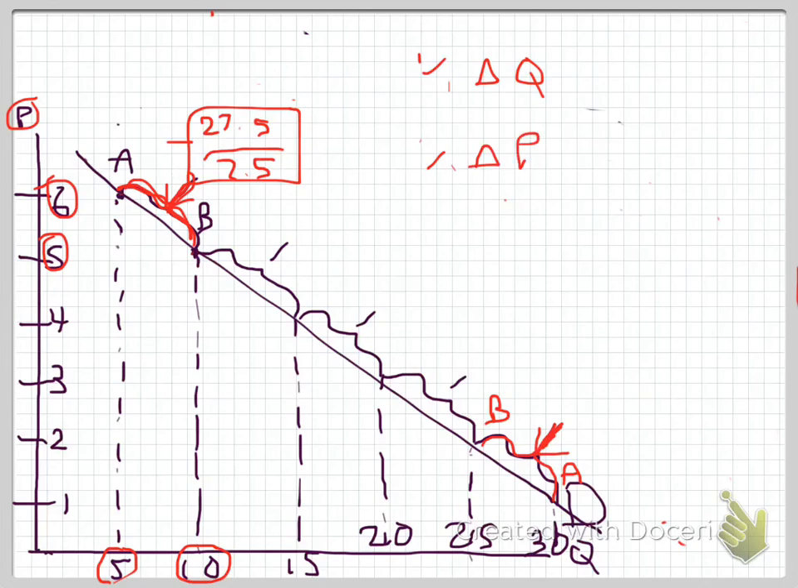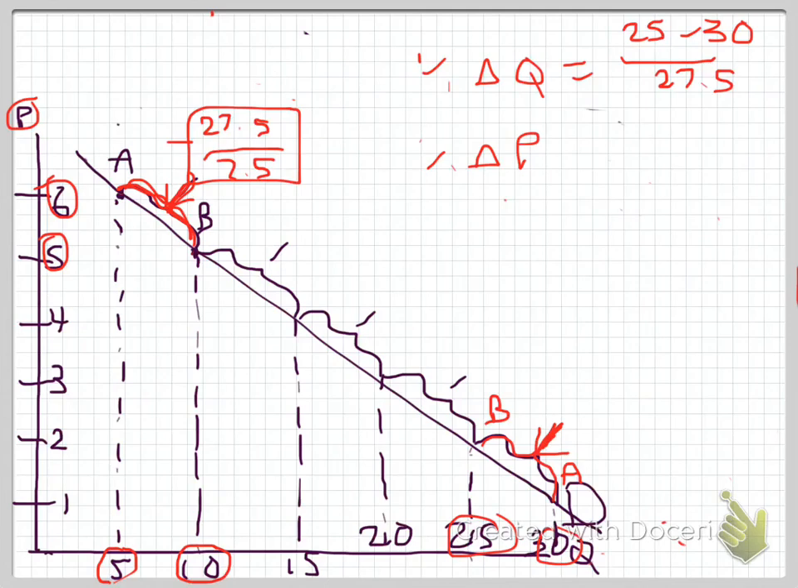So the percentage change in quantity is going to equal quantity B, which is 25, minus quantity A. Remember I'm going down here on the quantity axis, 25 and 30. Divided by what? Midway between those is going to be 27.5. Or you could find the average, which is really the formula: 25 plus 30 divided by 2, which is 27.5.